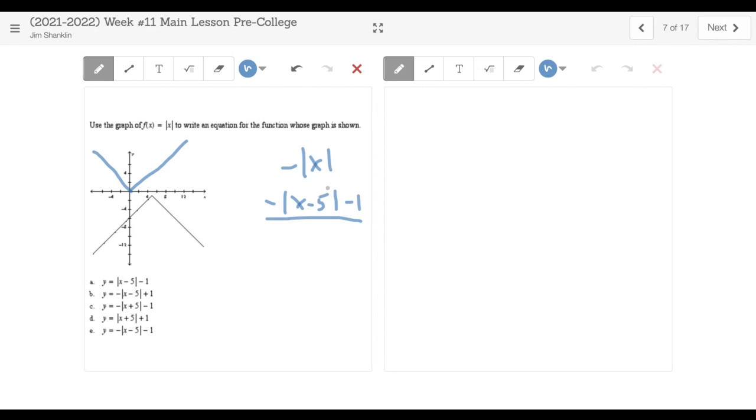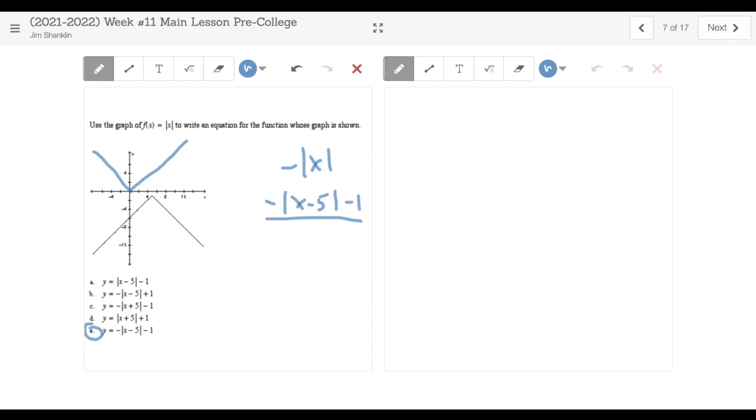So this would be my equation of that. Now let's see if there is any one that looks like that. So I've got an x minus 5 plus 1, nope. Negative x, nope. Negative x minus 5 minus 1. I'm going to go with letter E again for that one. So in that problem, there are more things happening. It was flipped over, it was shifted to the right, and it was shifted down.